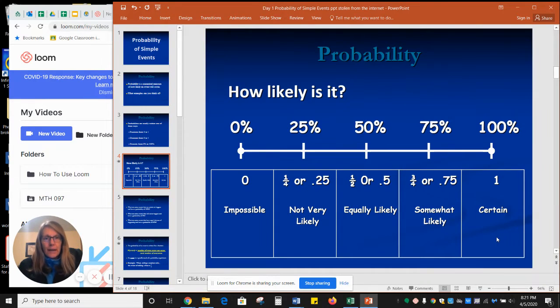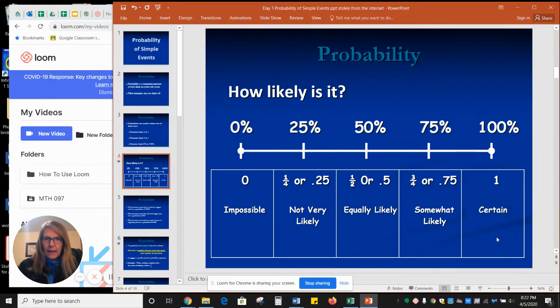So probability: how likely is it that something will happen? Here is a range of different options of probability. It's between 0% and 100%. If that gets translated into a decimal, it's between 0 and 1. Let's look at the different chances. I'm sure you've heard someone say there's a 50-50 chance. That means 50% probability. It can also be expressed as a fraction, 1/2.